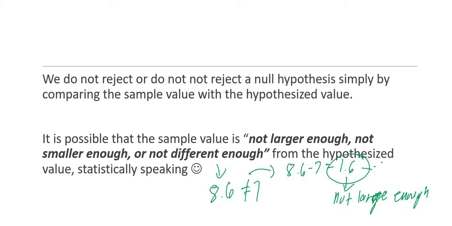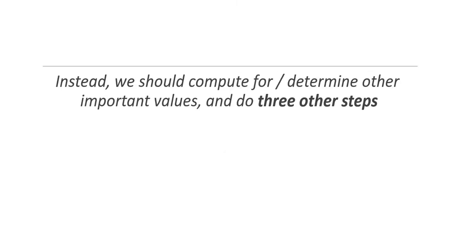Or the 1.6 can also be framed as whether it is significant or not, because that 1.6 difference might not be significant. So we can simply say that 8.6 and 7 are statistically the same because 1.6 is not significant. Instead, we should compute for other important values and do 3 other steps.